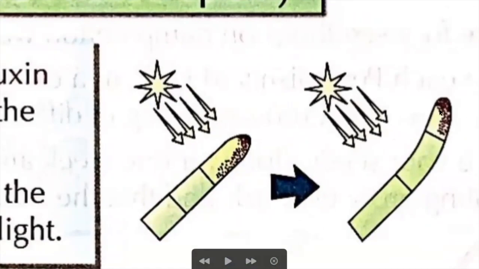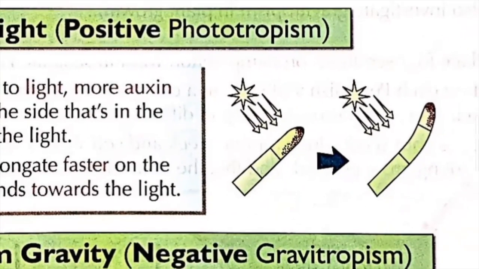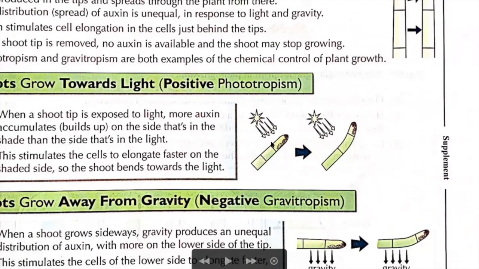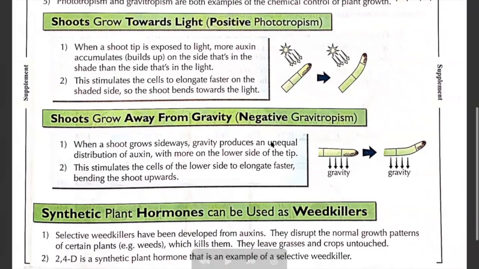So kalau tengok, the growth will happen faster in this particular area. So what is the result? The result is that the shoot will bend towards the light. So bila dia bend towards the light, which is our stimulus, we call it a positive phototropism. Sebab apa? Dia grow towards the stimulus. Dia grow towards the light. Ni faham? Okay, seterusnya adalah kita tengok negative geotropism.